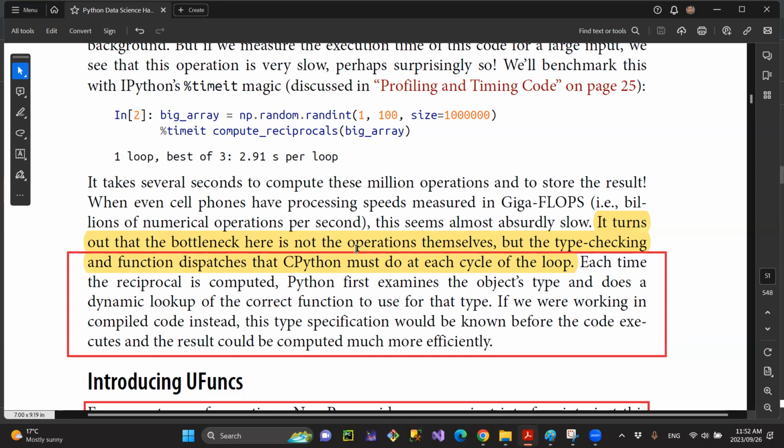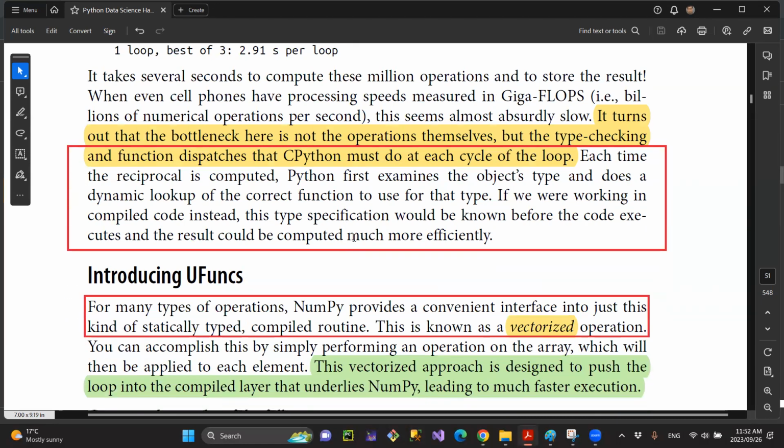And one of the people said, Reza, why U functions? Well, they should put a name for it, so they said universal function, right? And they use vectorized, so that for many types of operations, NumPy provides a convenient interface into this kind of statically typed compiled routine. In that case, we said, hey, you know what, you don't need to compile it to an array that you have in C or C++. Use compiled format, don't use the Python interpreter format. We call it vectorized.